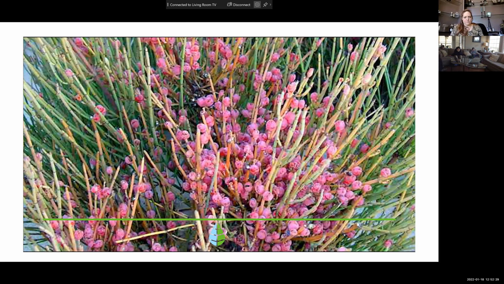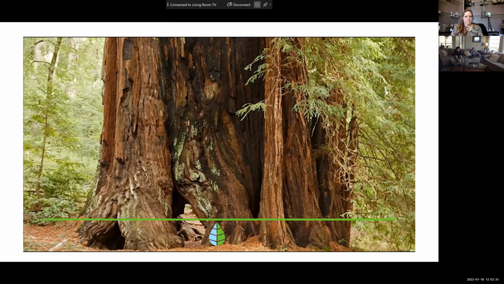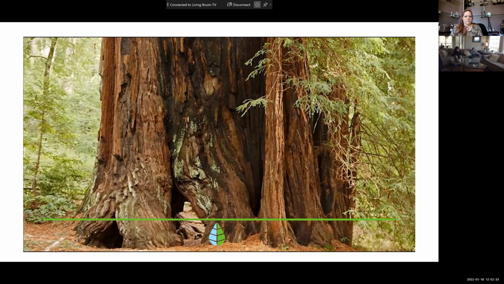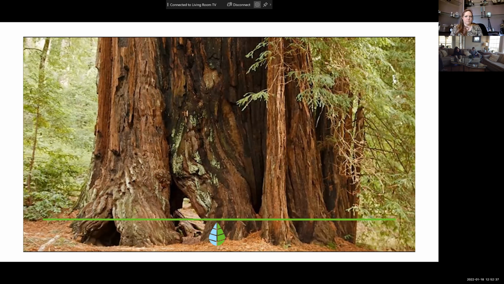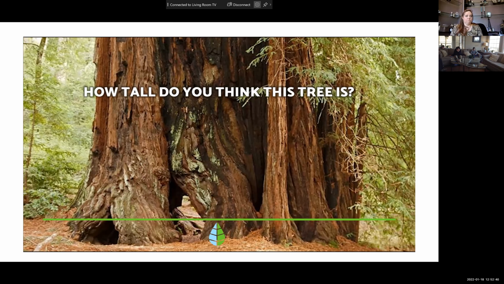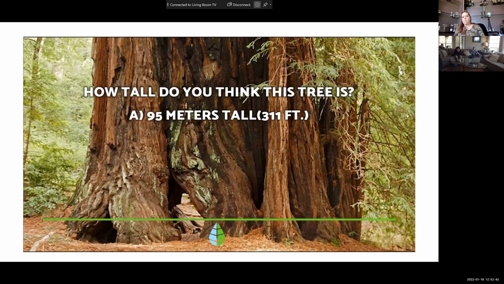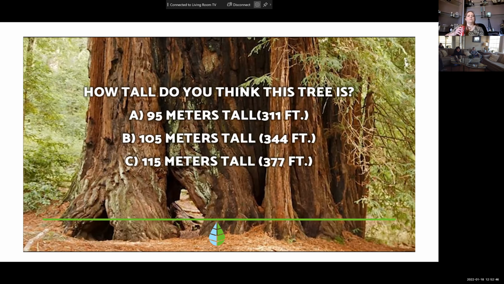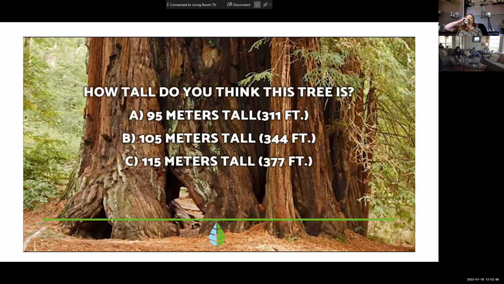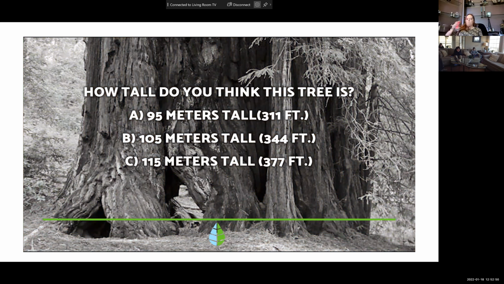Also, did you know that the largest tree in the world is a redwood, which belongs to the group of gymnosperms? Before we continue, let's put you to the test. How tall do you think this tree is? 95 meters tall, 105 meters tall, or 115 meters tall? Put it in feet for us dumb Americans. The correct answer is C.